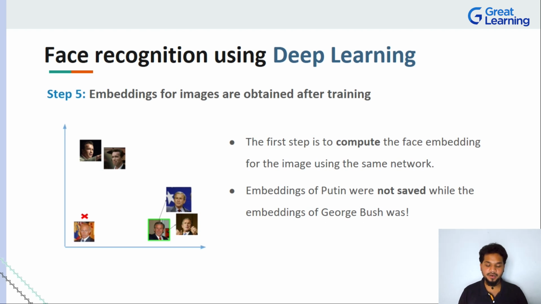Step number five, we're here after your neural network has learned, and of course, we're going to be using all the images to compute the face embedding for all the images that are there using the same network. If you do not have embeddings, I'll give you an example. Let's say we have a network which understands what President Bush looks like. So it has some sort of a reference, it has an embedding to get started with. But then I have a picture of President Putin as well, but the embedding of this particular person was not saved.